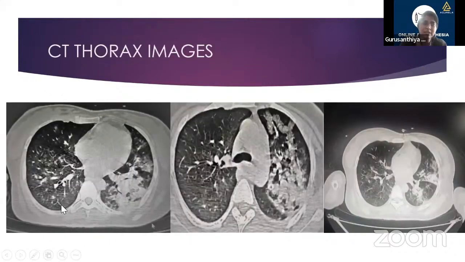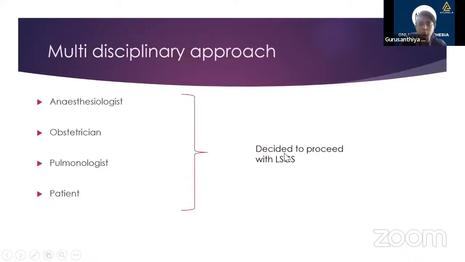This is the CT thorax image, which shows gross, dense ground glass opacities in the subpleural region in the left lower zone, and in the right mid zone it was starting to occur. The left lung was grossly damaged because of the events of COVID.